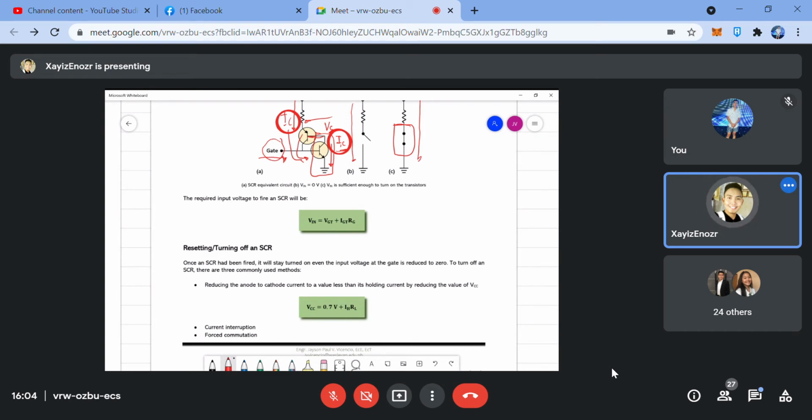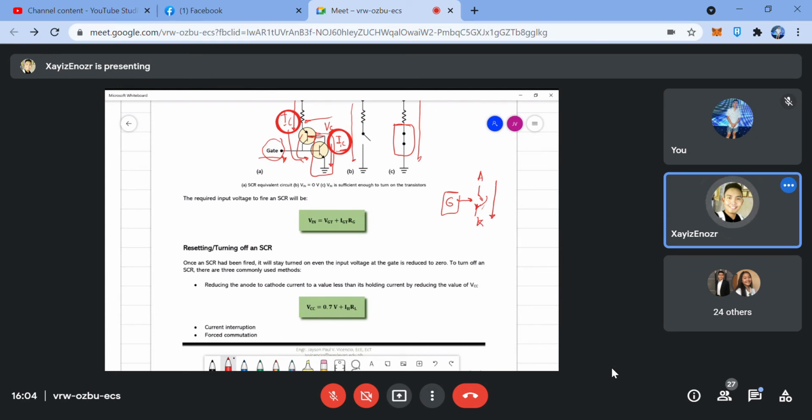For example, ganito siya. Kung ito yung anode, ito yung cathode ng SCR, ito yung gate. Okay. Ito yung, for example, may switch. Maglalagay ka ng voltage papunta kay SCR para mag-switch to. Mag-on. So, yun yung trabaho ng gate sa SCR. Yung dadaan sa gate, yun yung dahilan para pag nag-switch to, magkakaroon ka ngayon ng flow ng current from anode to cathode.